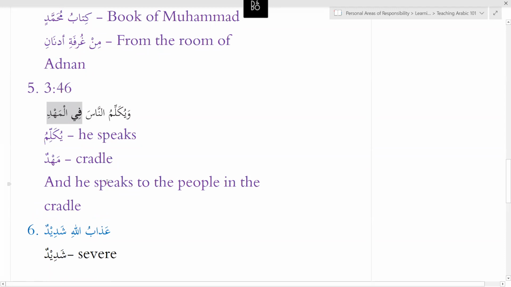Why did you say he speaks to the people? Why not the people speak? Yukallimu an-nasa, it should be the people speak, no? Yukallimu is he speaks, so shouldn't I substitute he with people?